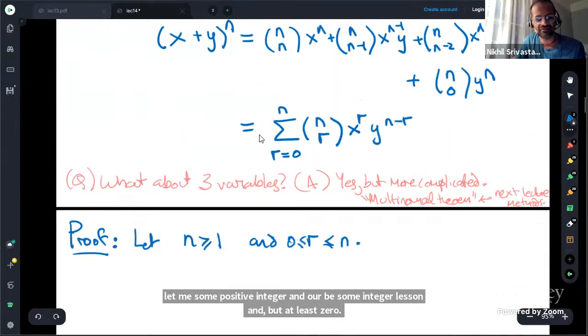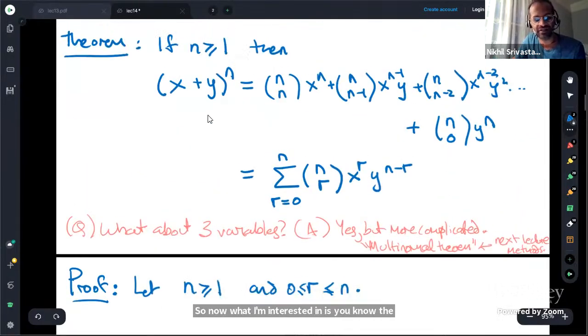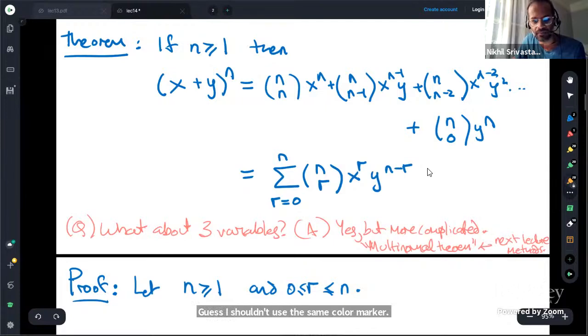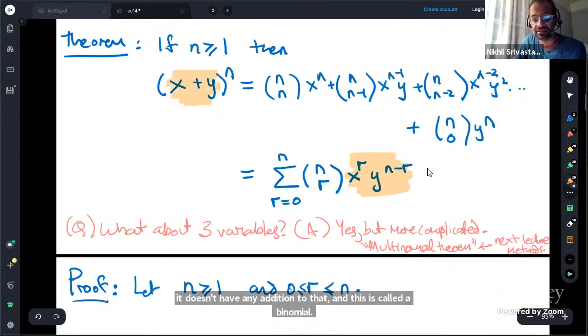Now what I'm interested in is, the content of the theorem is the left side is a sum of 2 variables to a power, whereas the right side is a sum of monomials. So it's a sum of things that only have multiplication. Each of these things is called a monomial, because it doesn't have any addition in it. And this is called a binomial because it has 2 terms that are added.